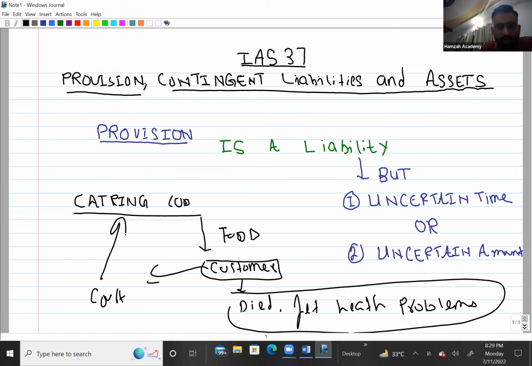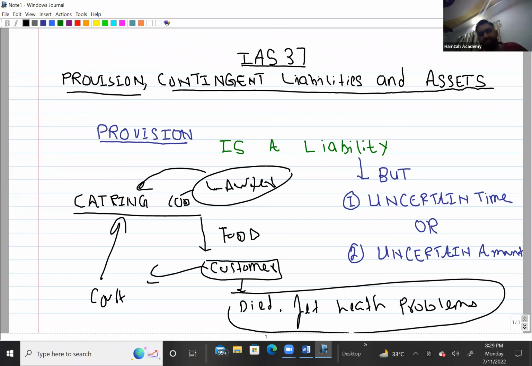Now the company went to its company lawyer, and the lawyer told the company that there is strong evidence that the company will be found guilty and you have to pay a penalty of, for example, 100 million US dollars. You have to pay 100 million US dollars as a penalty for showing such carelessness. Due to the food delivery, the customers and guests died and got health problems. So you will be found guilty.